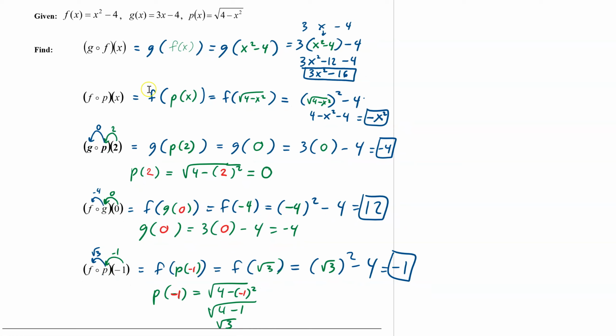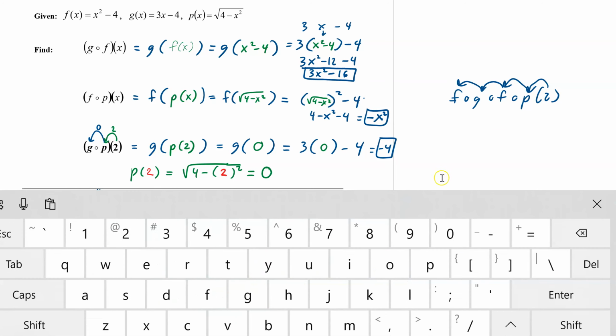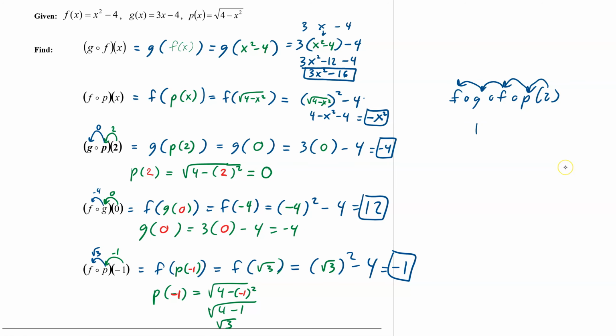Okay, so these are composite functions, and they work the same way. If we had f composed of g, composed of f, composed of p of 2, our first thing would be to take this and plug it into p. It would give us a number, which we would then plug into f, which would give us a number, which we would plug into g, which would give us a number, which we plug into f. So it would just be working your way down.